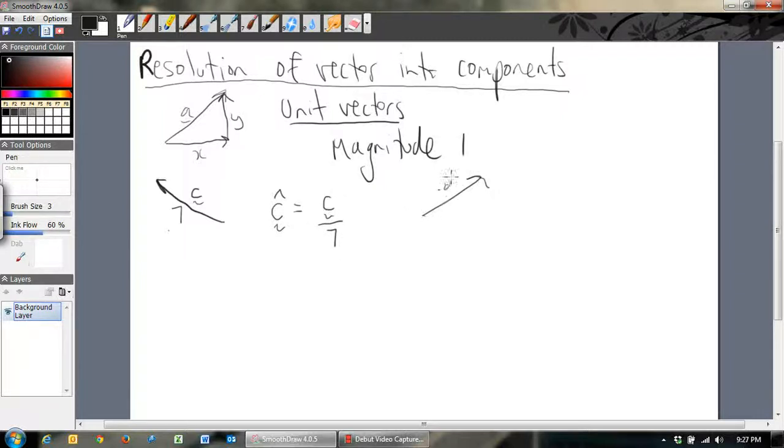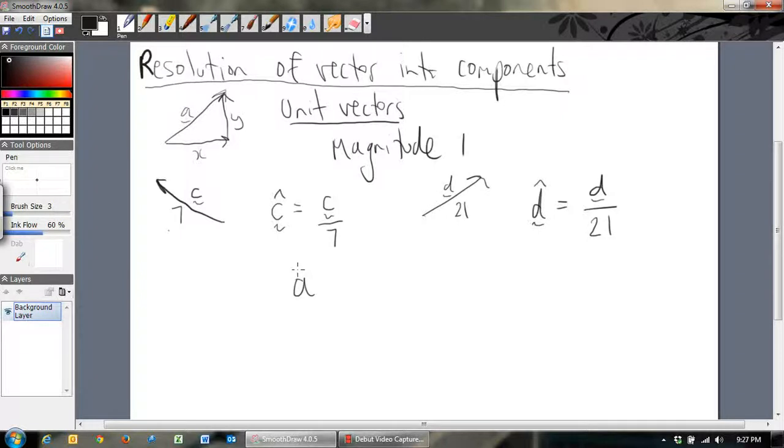How about if we had another vector, D, that has a length of 21? The unit vector, D with the little hat, will be equal to the D vector divided by 21. That gives us our unit vector of length 1, still the same direction, but length 1.